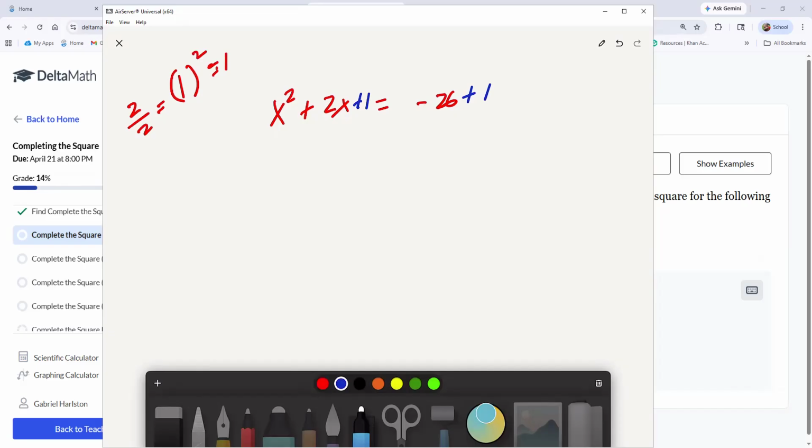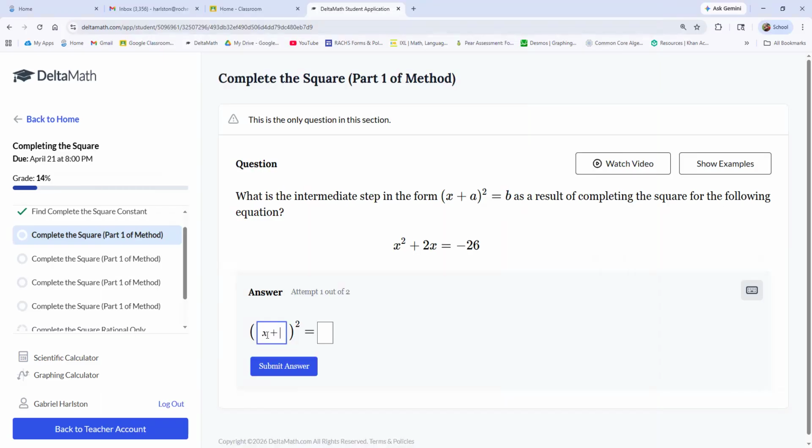So this over here is going to be a negative 25. And then this over here, we're going to rewrite as a product. It's going to be x plus 1 squared. So whatever this half of b is, that's what goes in here. And then we just square it. So it's x plus 1 squared. So that's what we're doing for this. So this is going to be x plus 1 squared equals a negative 25.